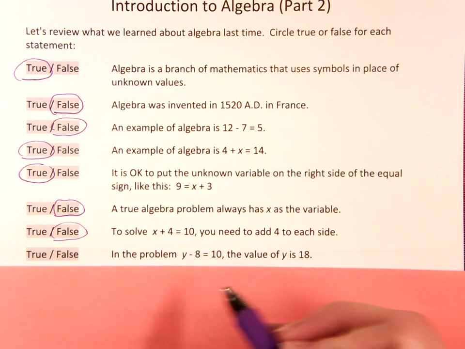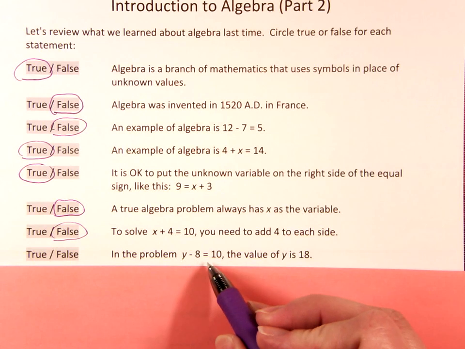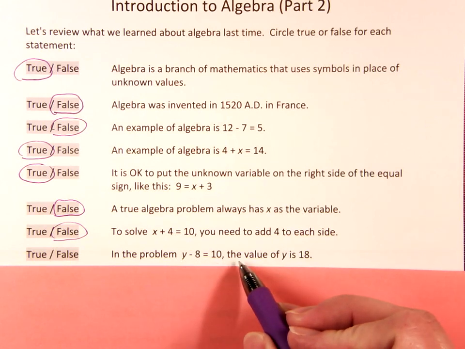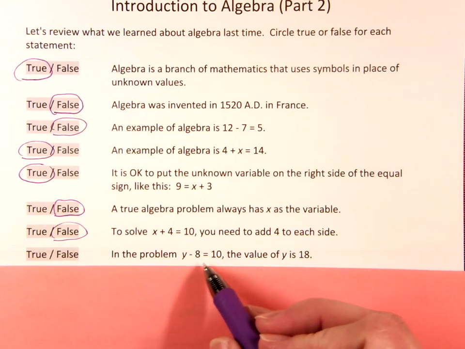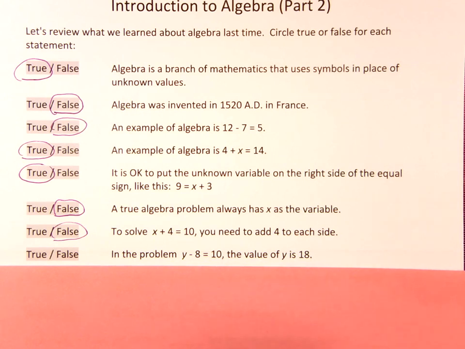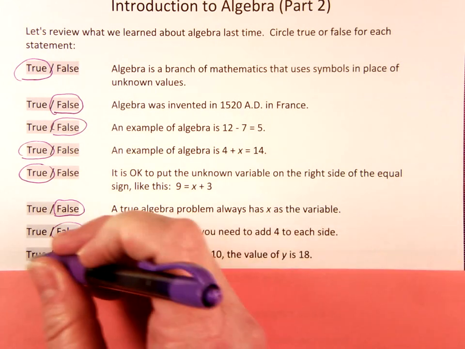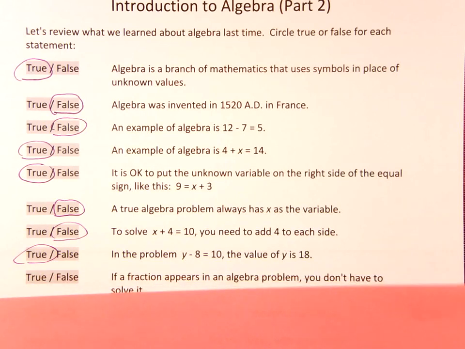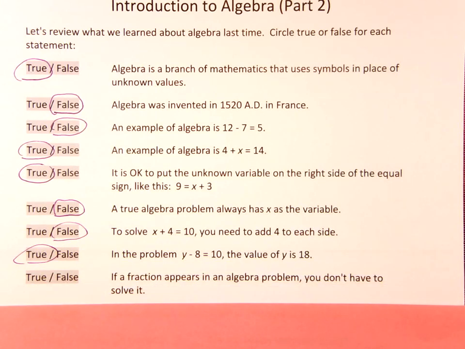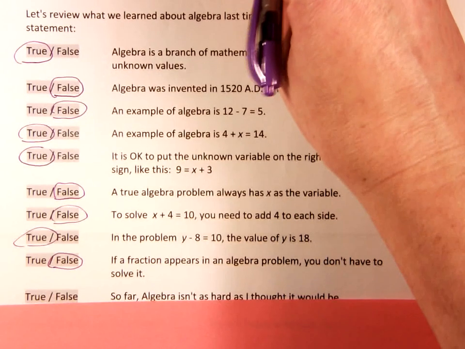In the problem y minus 8 equals 10, the value of y is 18. Is that going to be true or not? It's true. It is true, that's right. You'd end up adding 8 to each side, and this would give you 10 plus 8, 18. If a fraction appears in an algebra problem, you don't have to solve it. False. Thank you. You must solve it, even with a fraction or a decimal.